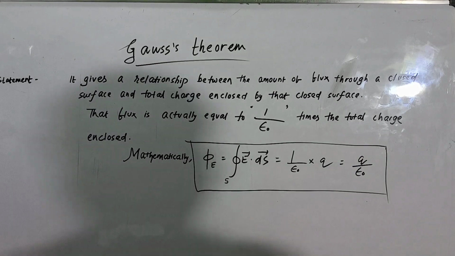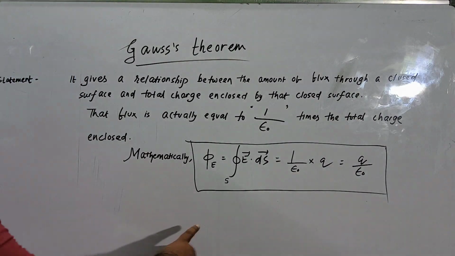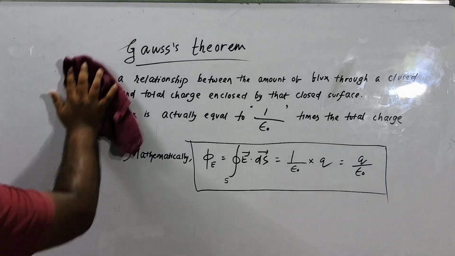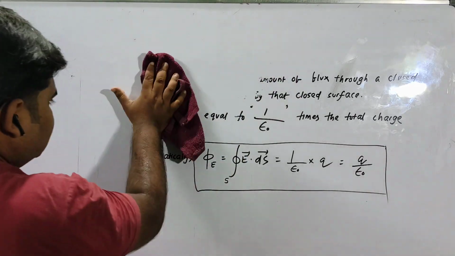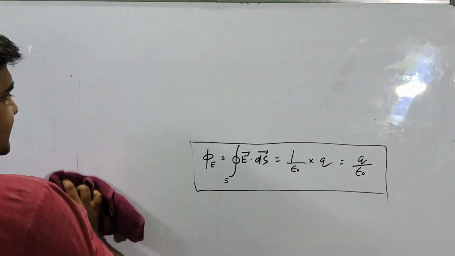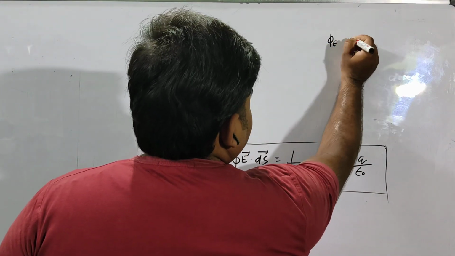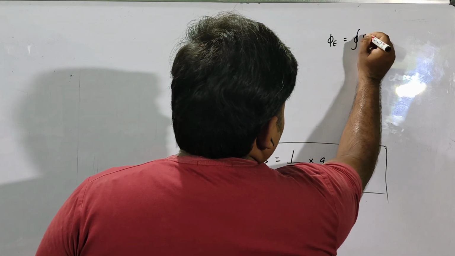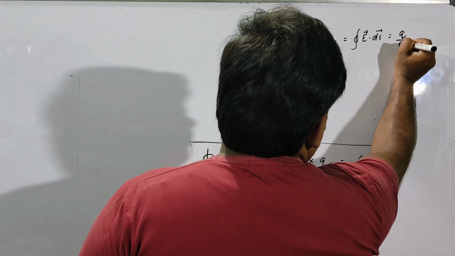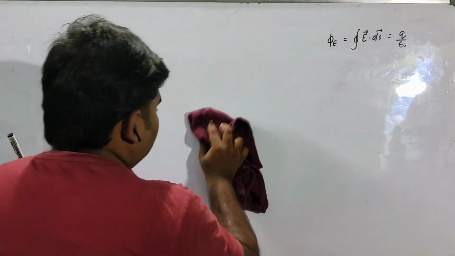So actually we need some space to prove it. We keep this thing at this side and just rub this whole thing. I assume that you have written all of this. So let us write the mathematical statement at this point: phi E is equal to the integral of E dot ds, which will give you Q by epsilon naught. And this is the thing which we are going to prove.